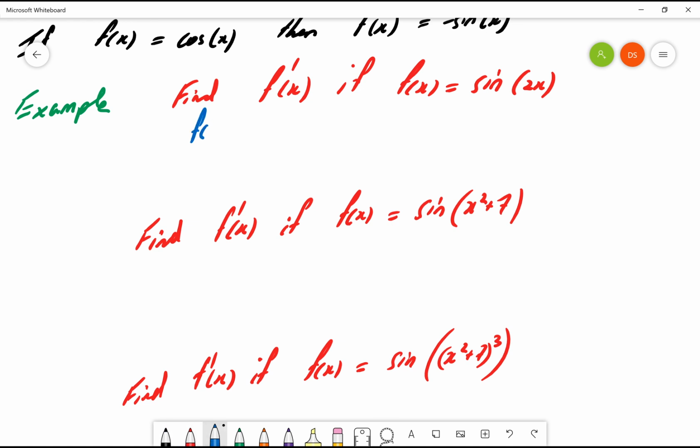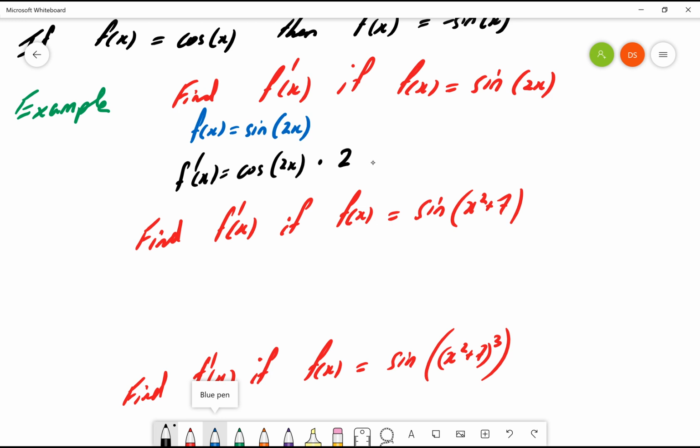F of x, it's a sine function, and so the derivative of sine is cosine. Then I multiply by the derivative of the inside, which is 2, so I rewrite that as 2 cosine 2x. And these then become very, very simple to do. So, sorry, wrong colored pen.